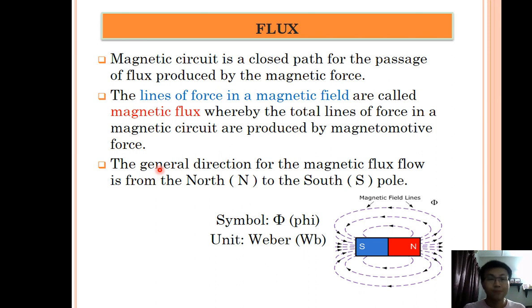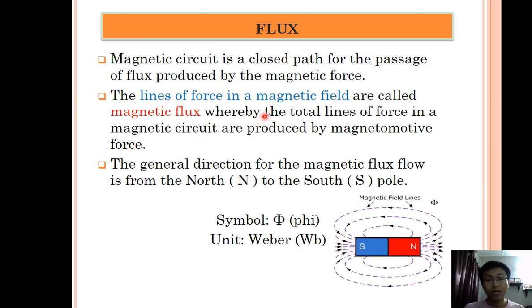Next, we'll talk about flux. A magnetic circuit is a closed path for the passage of a flux produced by the magnetic force. This is the magnetic force, and it is a closed path we call the magnetic flux line. The lines of force in the magnetic field are called magnetic flux. The line of force here is the magnetic flux, from north to south. North will always be outward, south will always be inward.